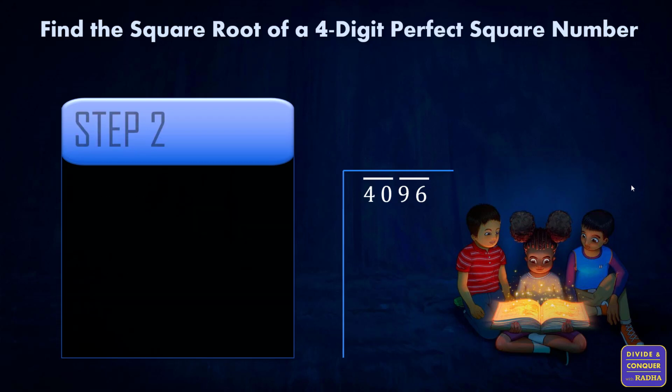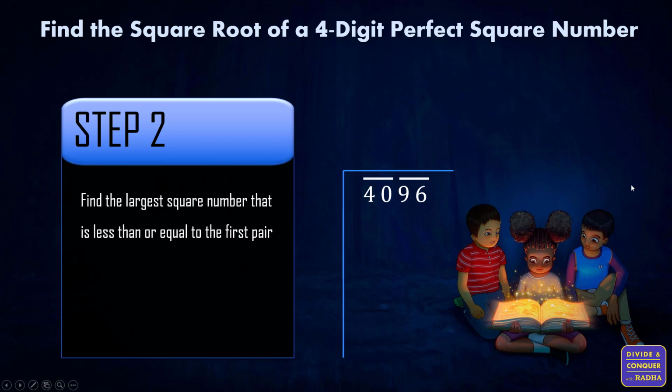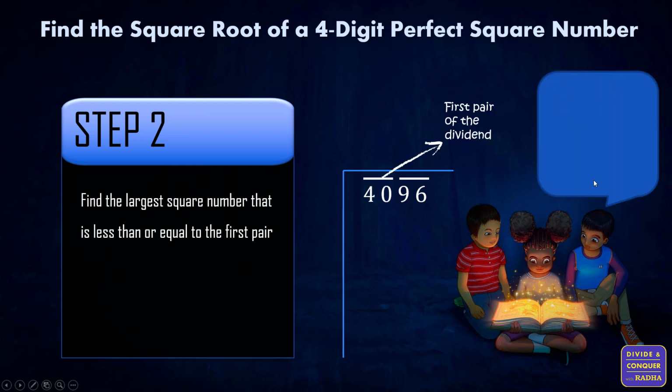Now step 2. We need to find the largest square number that is less than or equal to the first pair. So out here 40 is the first pair of the dividend and we need to find the largest square number. And this is done by trial and error method. You can check out in the rough column if you have any doubts to figure out which is the largest square number. Say 2 squared is 4, 3 squared is 9, 4 squared is 16, 5 squared is 25, 6 squared is 36 and 7 squared is 49.